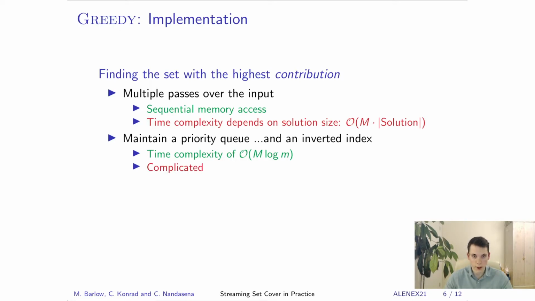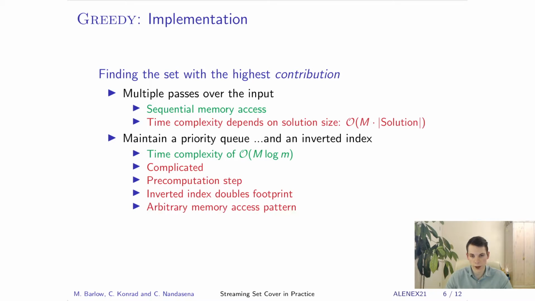The downsides are it's complicated, and it has this pre-computation step, but most importantly, we've got this inverted index which is doubling the memory access footprint, and our memory access is arbitrary. So this approach really does not scale well to problem instances which are much larger than the capacity of RAM. So what are our alternatives here?